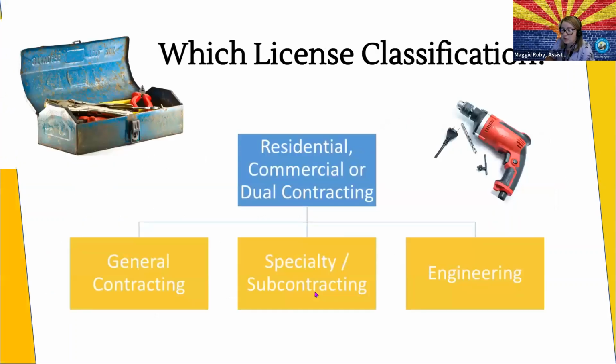Once you've determined how you're going to apply, you then need to determine which license classification you are going to apply for. So we have quite a few different license classifications. The first thing you're going to want to determine is what kind of scope of work. Are you going to be doing just residential, just commercial, or what we call our dual license, which is both residential and commercial? From there, you'll need to determine, are you looking for general contracting? Are you looking for a specialty such as like roofing or electrical, or are you looking at an engineering license?